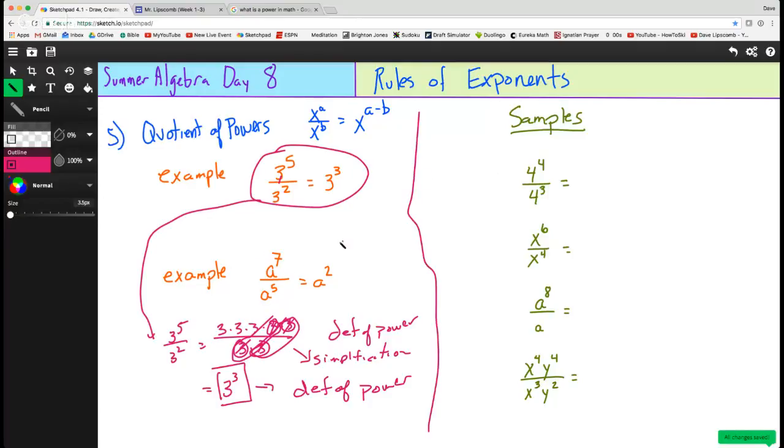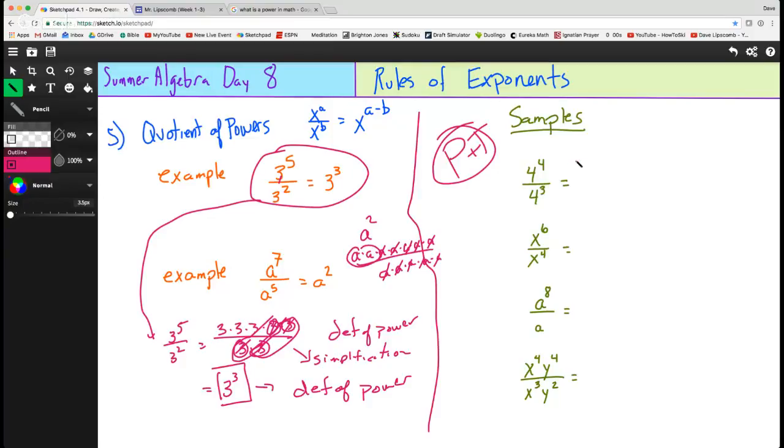Similarly, with a to the 7th divided by a to the 5th, we could just say a times a, times our 7 a's. Let's just do this one for fun, all over a times a times a times a times a. So there's 7 a's on top and 5 on the bottom, so we'll cancel 5 off the top and bottom, and then we just get two a's left on top, which is a squared. Okay, let's pause and try our samples.